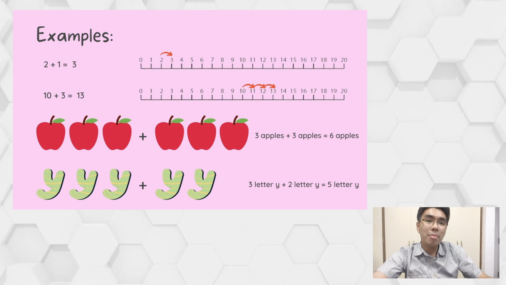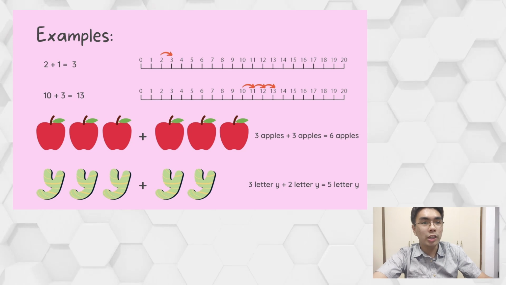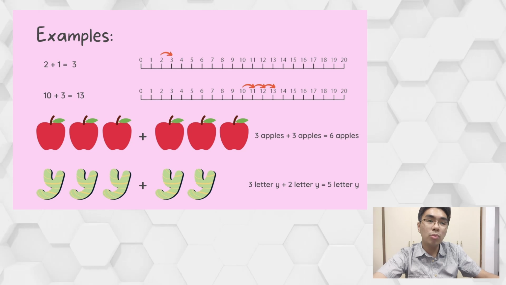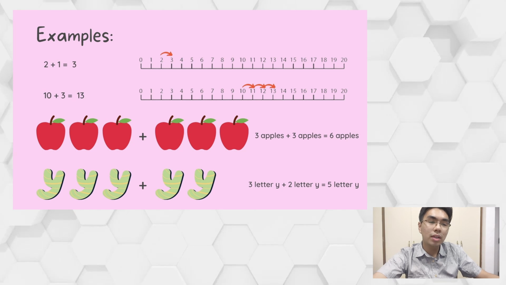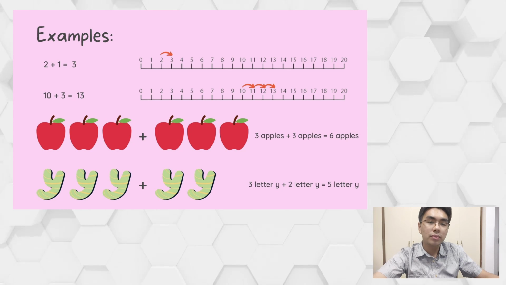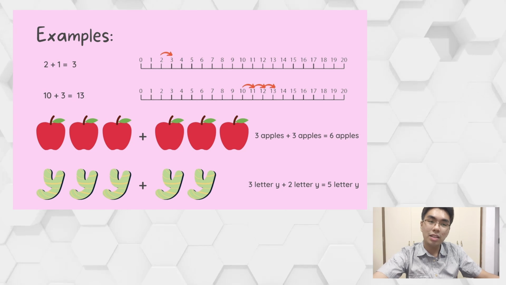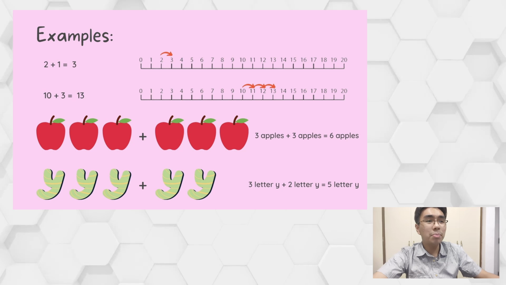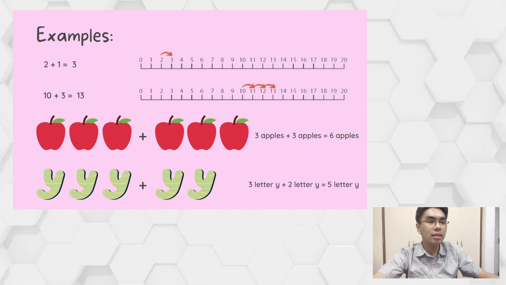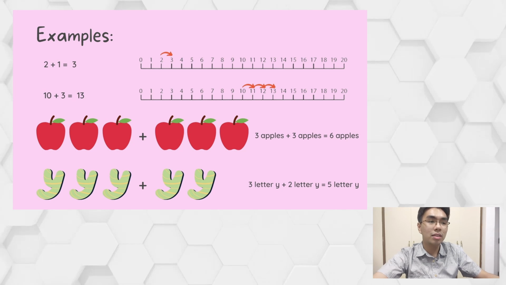Now here for the examples. The first one is 2 plus 1 is equal to 3. Here on the number line, as you can see, we start from 2 and then we count 1 and we get the answer, which is 3. Now, for the second one, 10 plus 3 is equal to 13. Just like the first example, we start from number 10. Then we count 3. So 1, 2, 3. And we get number 13. And that is the answer.